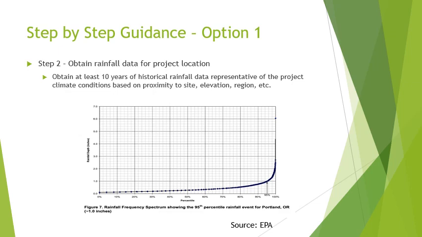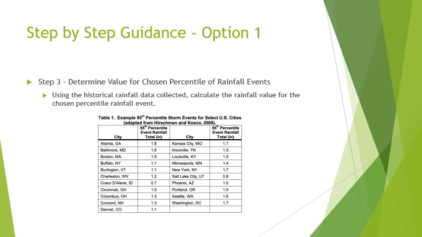Step 2 involves obtaining rainfall data for the project location. You'll need to aggregate at least 10 years of historical rainfall data, and the BD&C reference guide provides recommendations on how to obtain this data. Step 3 involves determining the value for the chosen percentile of rainfall events. For example, if you choose the 95th percentile rainfall event, you need to refer to your data and find out where that 95th percentile lies and the associated depth.